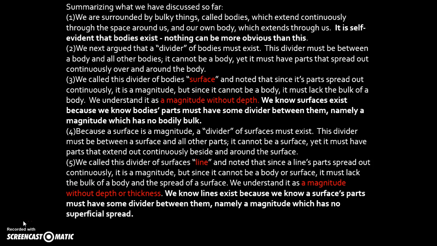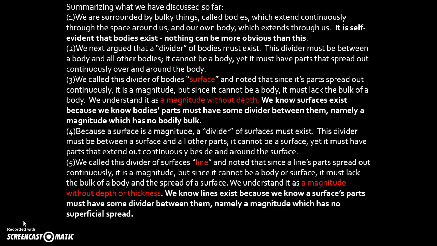And we called this divider of bodies surface, and noted that since its parts spread out continuously, it is a magnitude. But since it cannot be a body, it must lack the bulk of a body. We understand it as a magnitude without depth. We know surfaces exist because we know bodies' parts must have some divider between them, namely a magnitude that has no bodily bulk. Because a surface is a magnitude, a divider of surfaces must also exist.